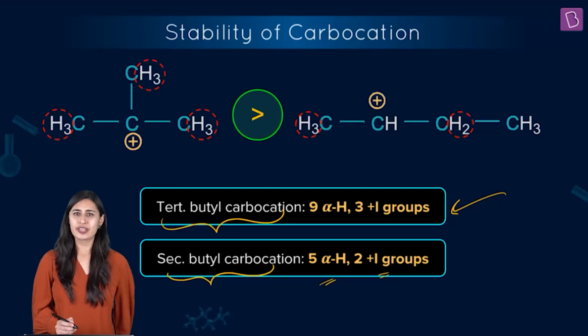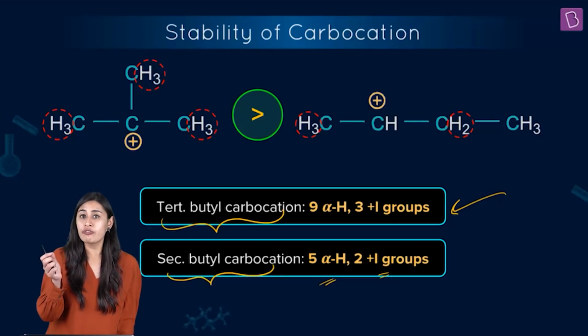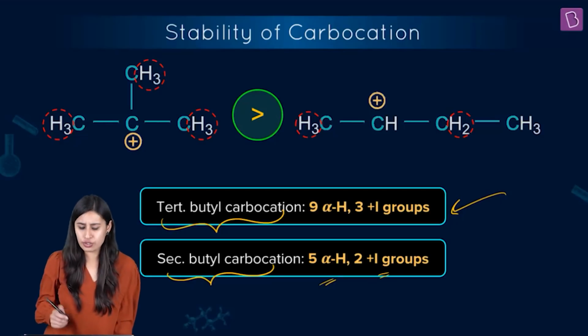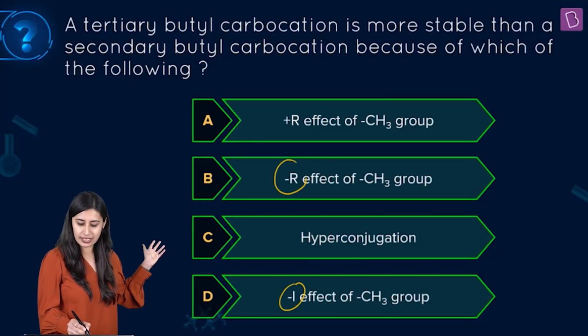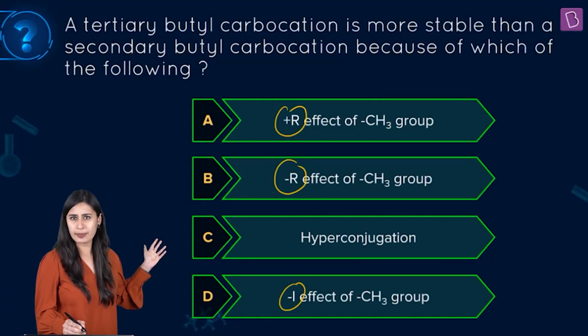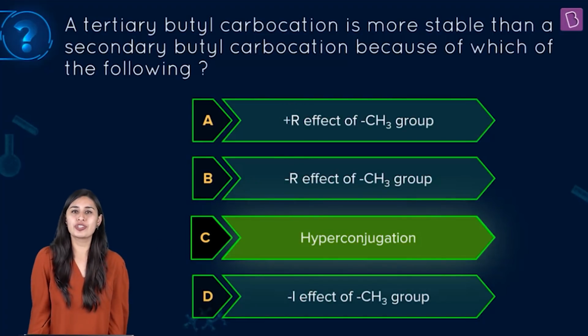So of course, the question was nowhere giving us the option of plus I effect. It was just talking about these options out here. Minus I, plus R, minus R. Nowhere plus I was written, right? So the right answer automatically becomes option C, which is hyperconjugation.